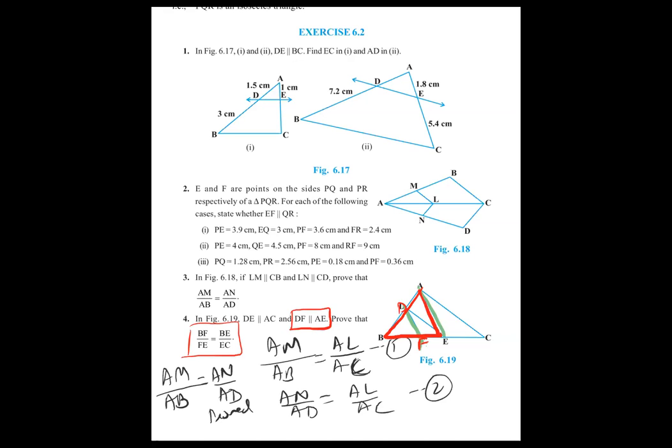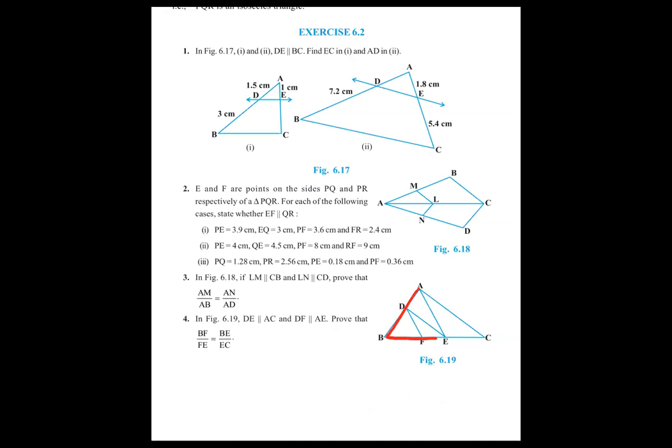Do it now, all of you. I will not do it. You apply two times. First you apply in the bigger triangle and forget about other lines. The second time you apply in the smaller triangle, and forget about other lines again. I have marked the red triangle and the blue triangle. You have to apply BPT.